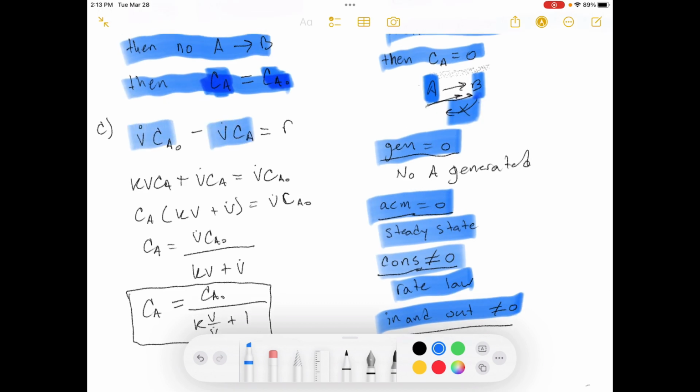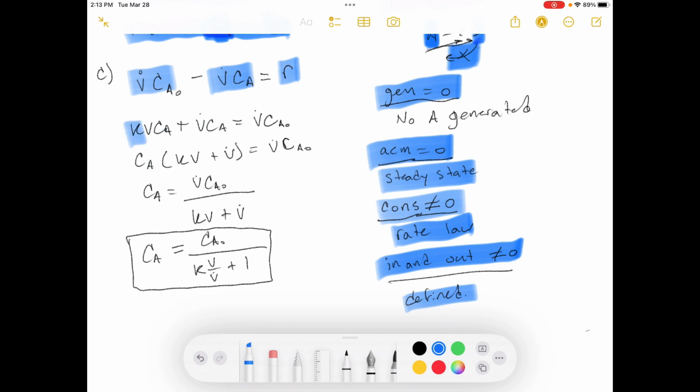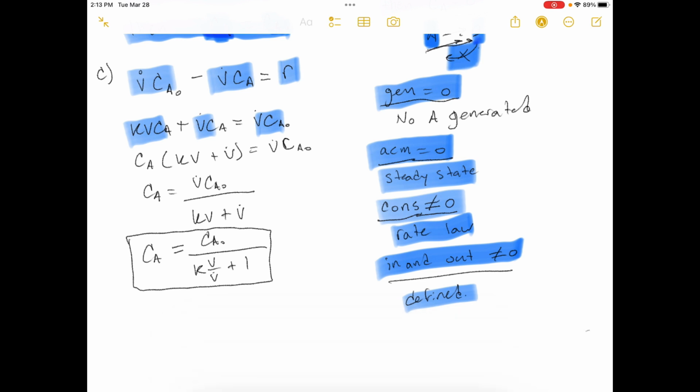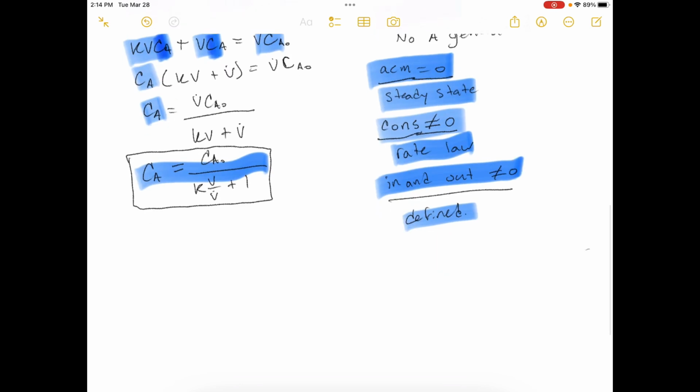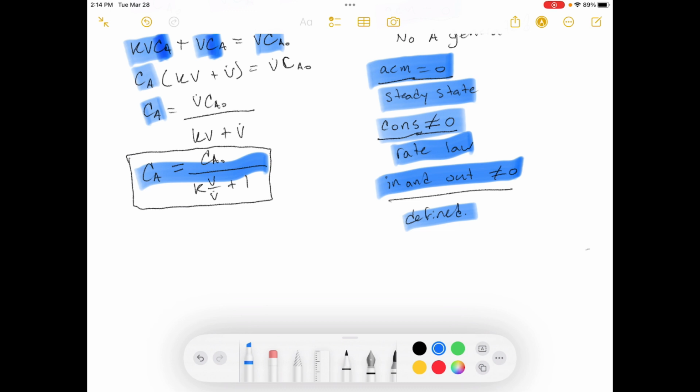This is in minus out, and then I moved consumption over to the right hand side, which is R. Okay, so we substitute in the rate law for R, and then we solve for CA, combine like terms, and do some simplification, algebraic stuff. You guys know how to do that. Okay, so let's examine this equation and verify that it matches part B.